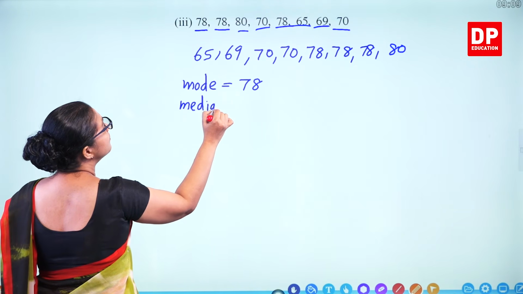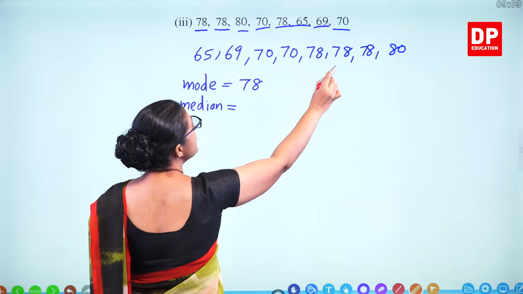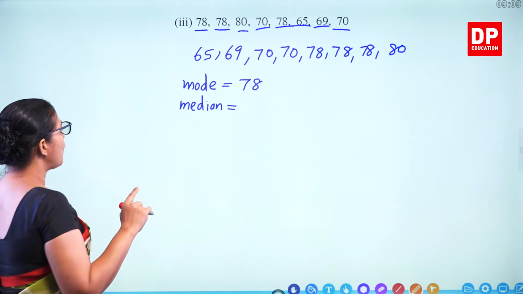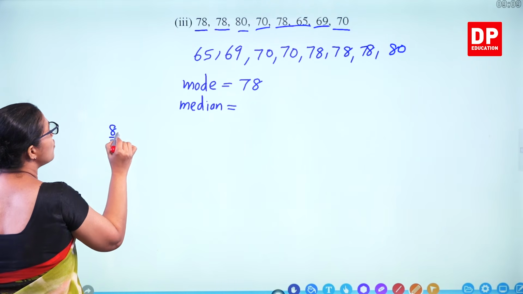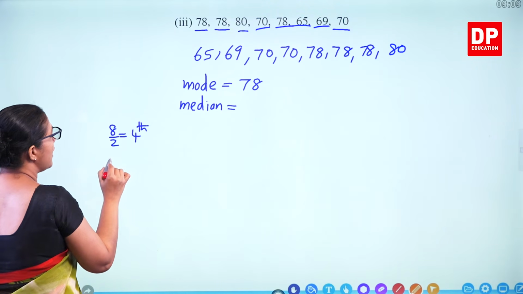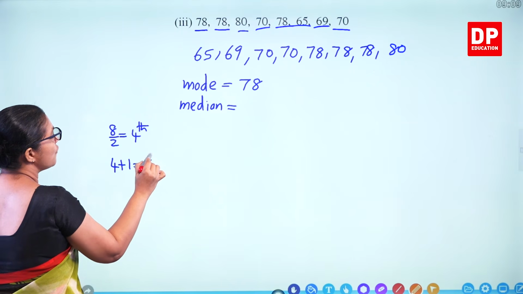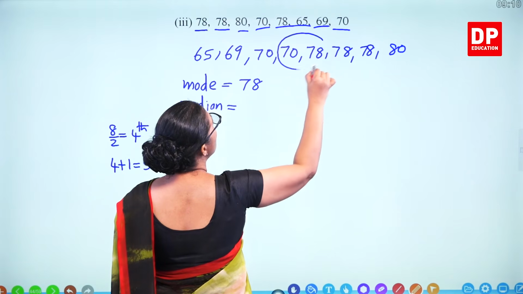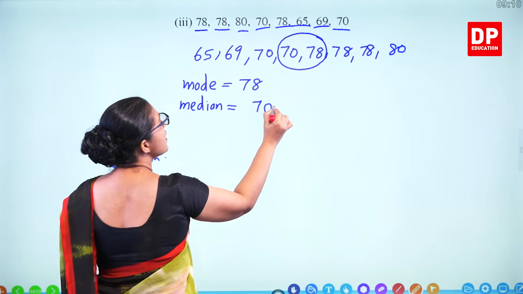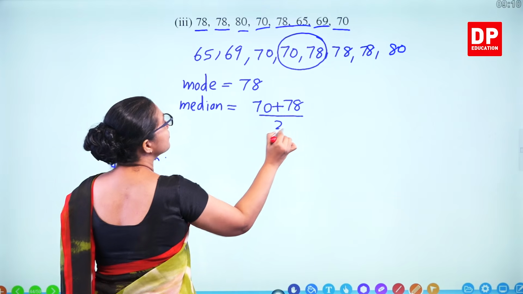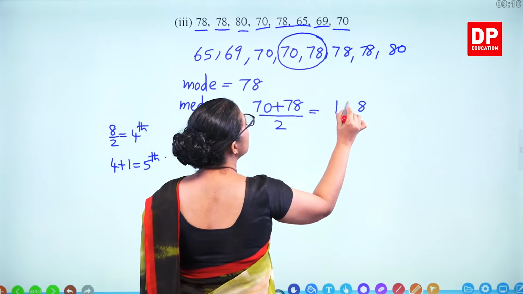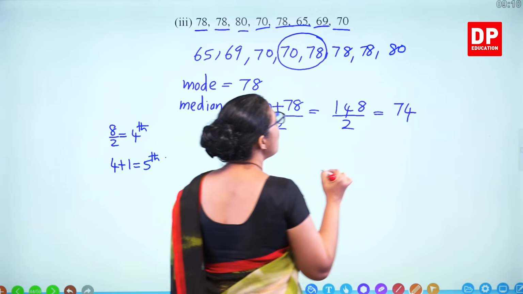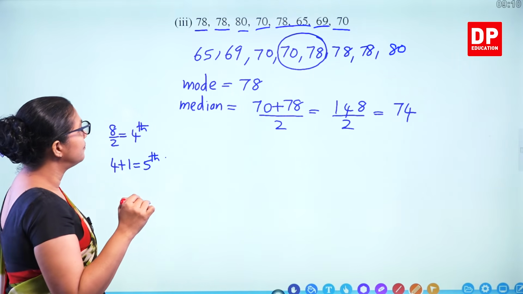Median, middle value. 1, 2, 3, 4, 5, 6, 7, 8. Even number means 2 middle numbers. How you find out that? 8 divided by 2, that's fourth one, means 1 value. 4 plus 1, that's fifth one, is the second middle number. 1, 2, 3, 4. Fourth and fifth. Take the average. So you get 148 divided by 2, that's 74, is the median value.